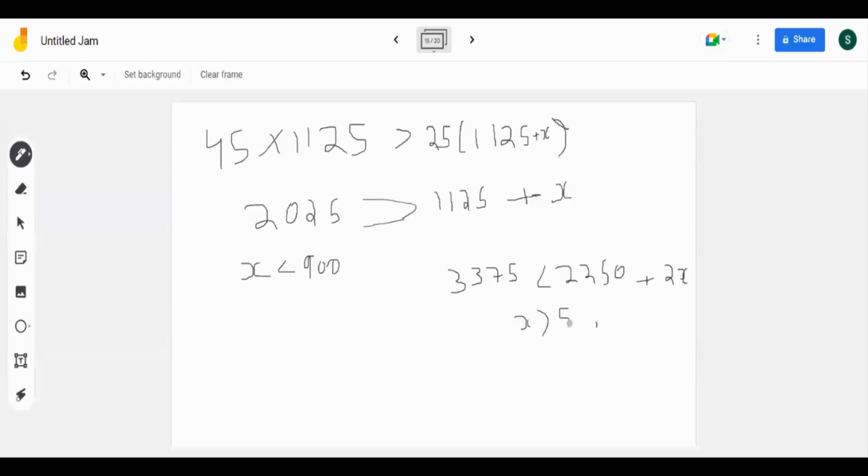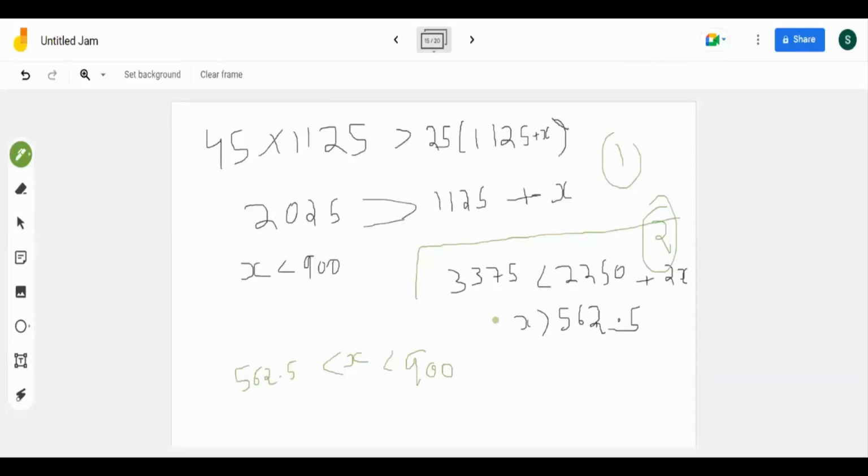This is 562.5. So again, we got our range of x. This is inequality 1, this is inequality 2. You can combine them to write x is less than 900 and x is greater than 562.5. So these are the values of x which satisfy the inequality.